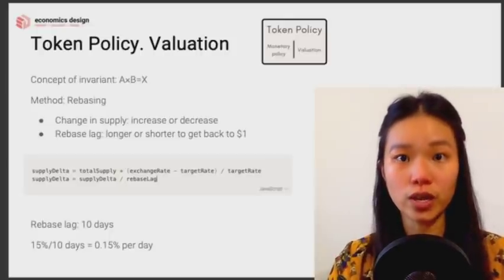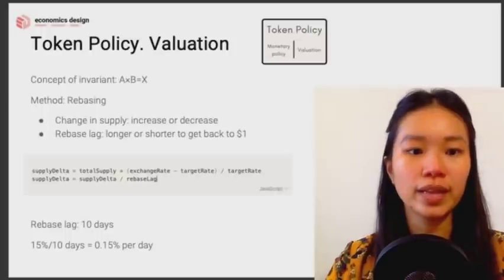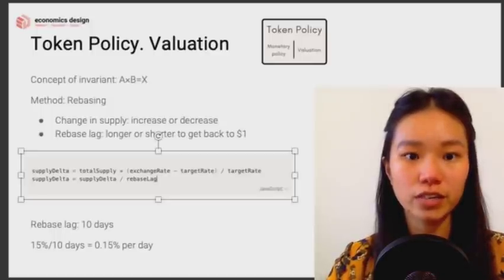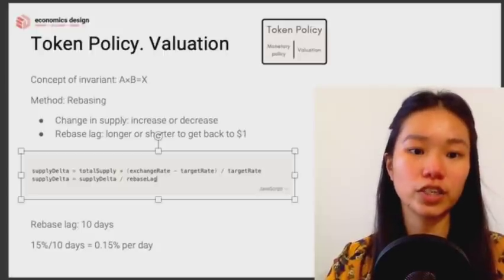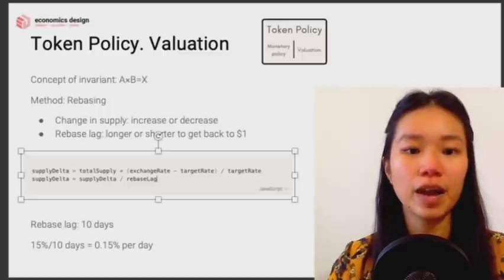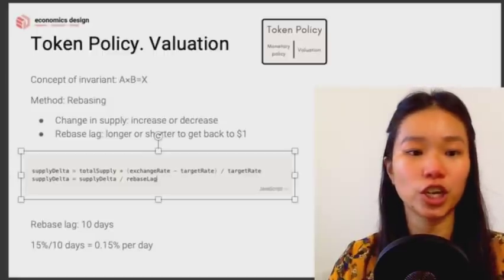If we look at code, because people understand things easily via code, the supply delta, which means supply change, equals the total supply times the exchange rate minus the target rate, divided by the target rate. The target rate is $1, and the exchange rate is the existing exchange rate in the secondary market. So this is your supply delta, the change in supply. Whether it's positive or negative will affect the changes differently.